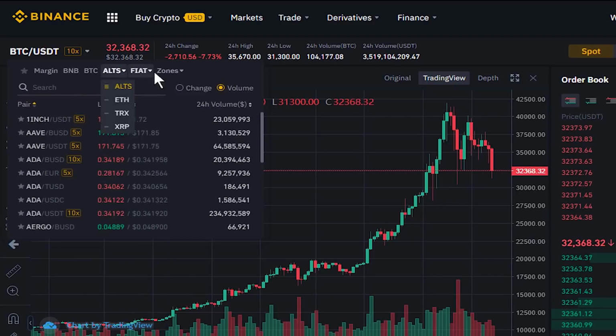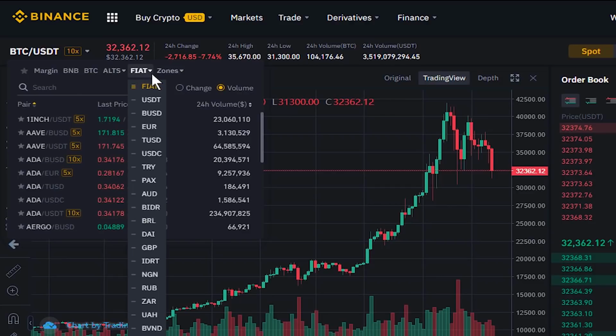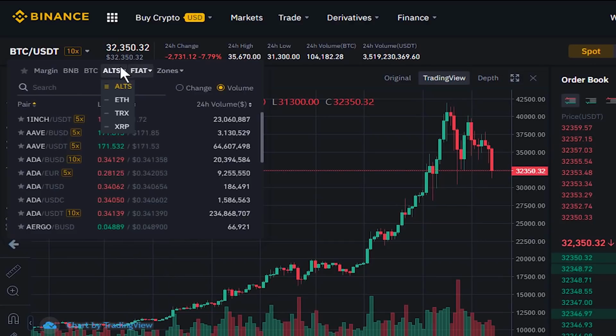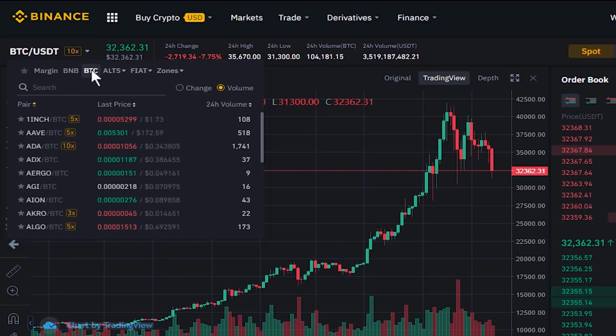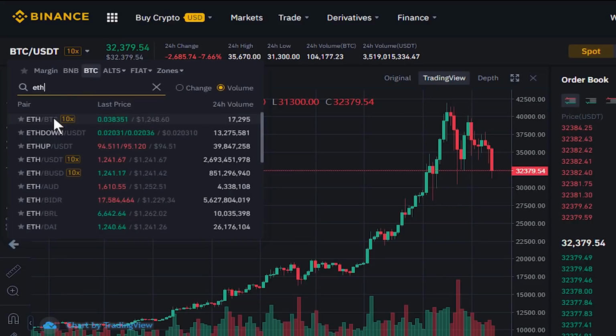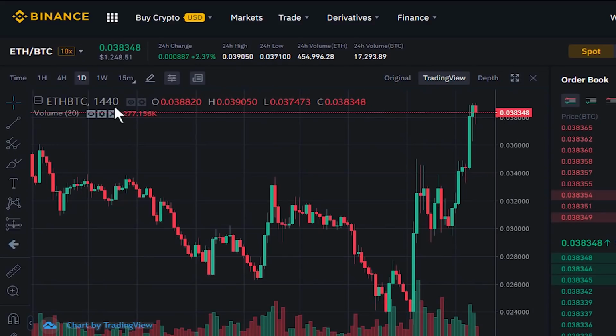Here, this small menu bar actually filters the search result. Until now, it was on fiat, and for example, we can select BTC or Bitcoin, and here we search, for example, Ethereum, ETH, and here it is. And this is the price. Every Ethereum equals 0.038 Bitcoin. And below that, you can see its dollar equivalent.